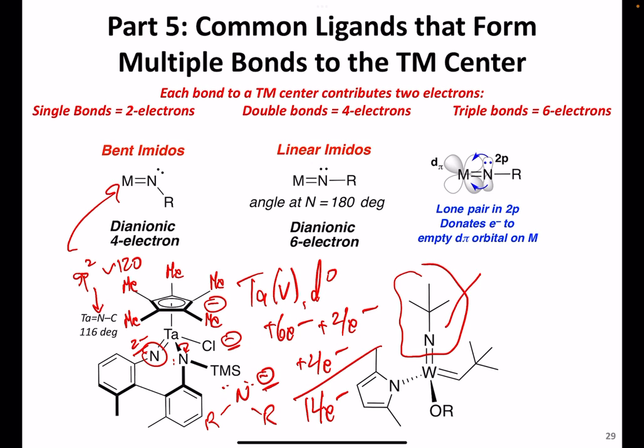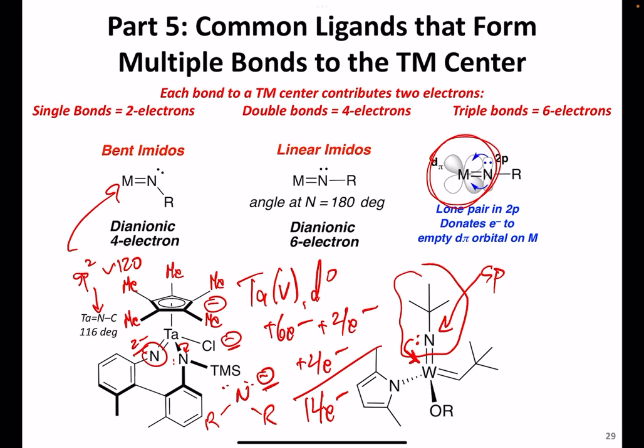The nitrogen center is sp hybridized. That means that this lone pair on nitrogen can donate to the transition metal center. We're going to see here that the tungsten center is tungsten 6. It is d0, and so this d pi orbital I've drawn up here is in fact empty.